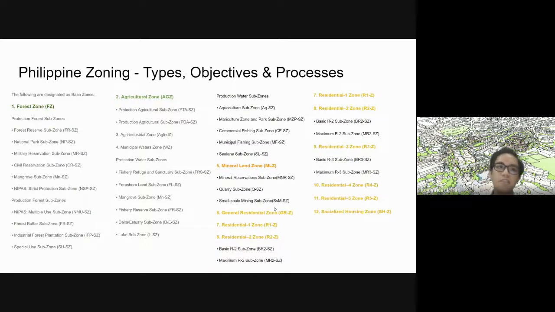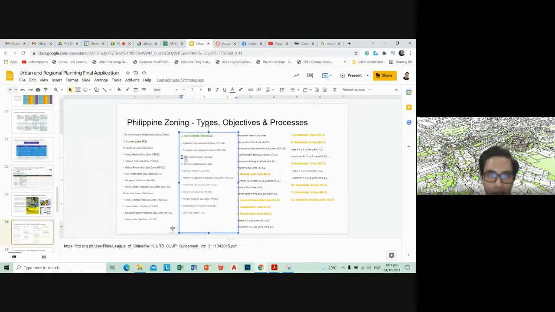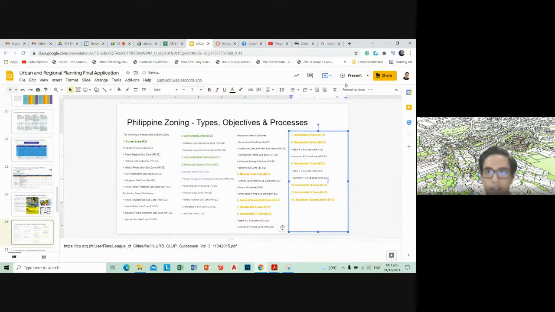So what are the different types of zones? I just listed them down here. My reason for listing this down is just so you guys are aware that these exist. So there are the forest zones, with different sub-zones within the forest zone, agricultural zones, and the different protected zones under there. Oh, I forgot to highlight the agri-industrial zone and municipal water zone, so I'll include that as well. Let me put a color on that, bold, and keep it green because everything is already green.